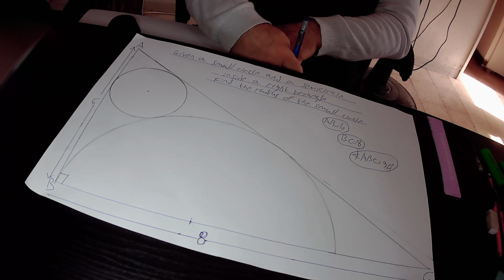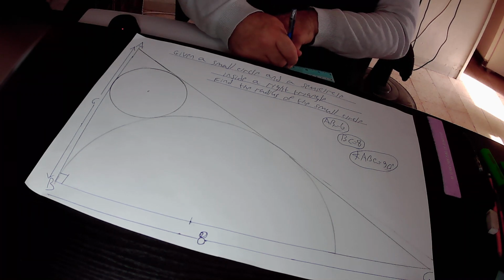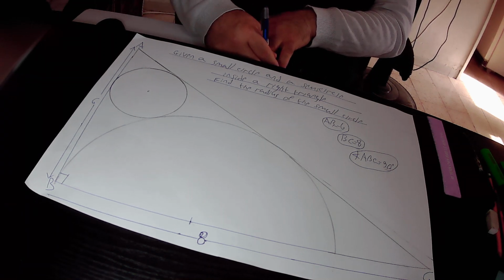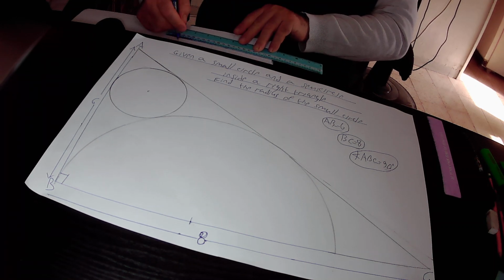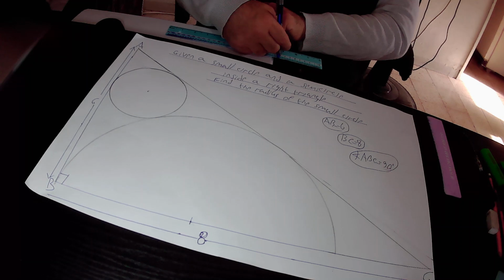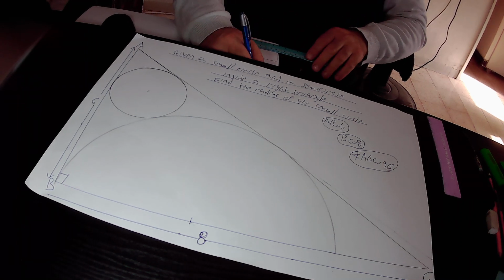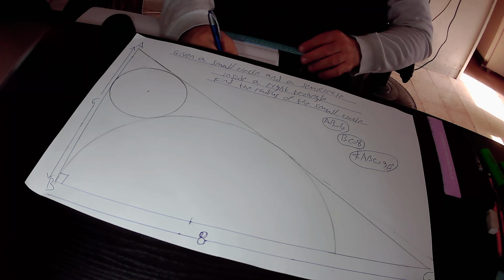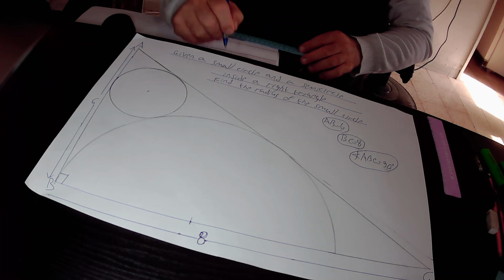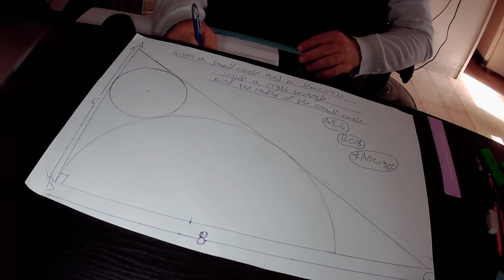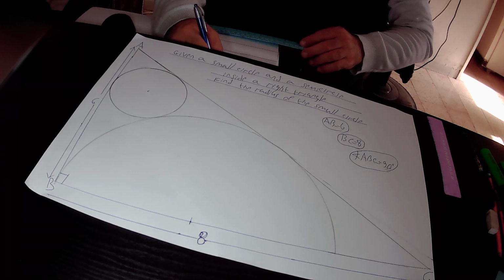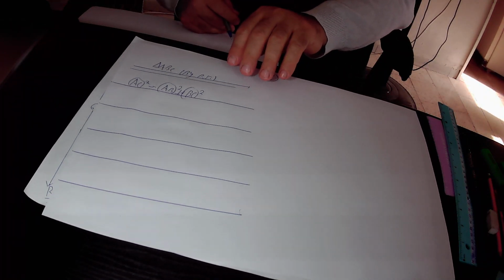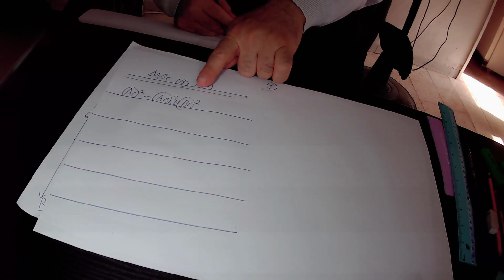Here PT is the operation for Pythagoras theorem. Again, according to the Pythagoras theorem, in this right triangle ABC, AC squared equals AB squared plus BC squared.